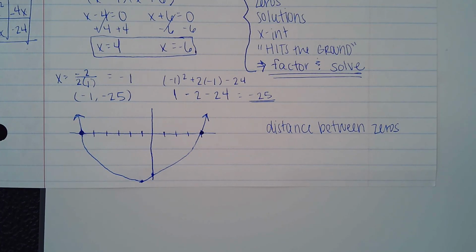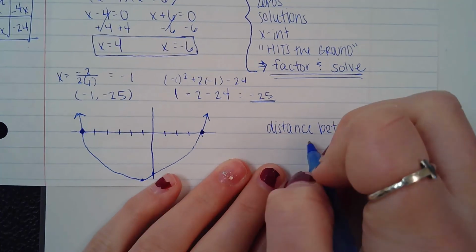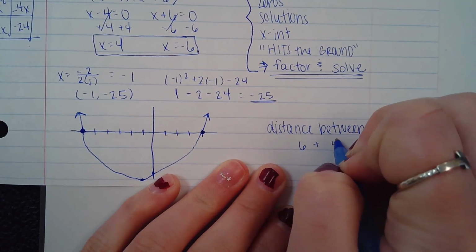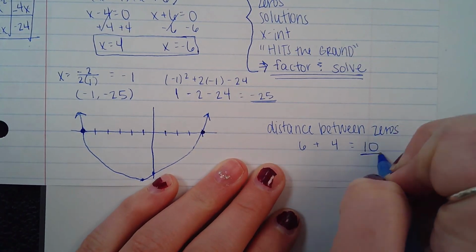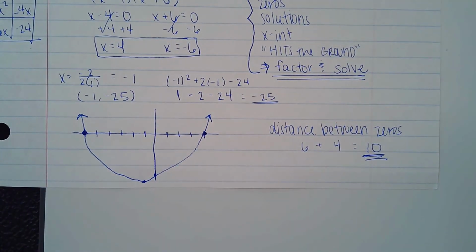So from -6 to 0, how many blocks did you go? You don't even need to count. 6. From 0 to +4, how many blocks do you go? 4. You don't even need to count. So what was the total distance there? 10. So we had 6 plus 4, which gives you 10. That's your distance between your zeros. Again, there's a couple different ways that you can find that, but I think just looking at the graph or making a number line is the easiest way to do that. You could do the distance formula if you wanted to.